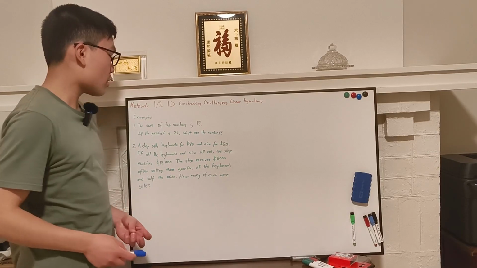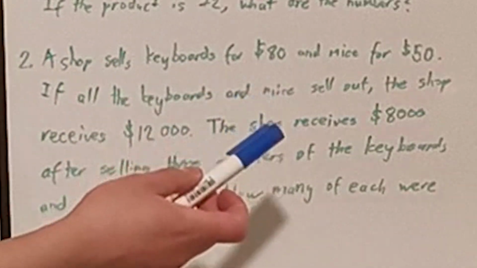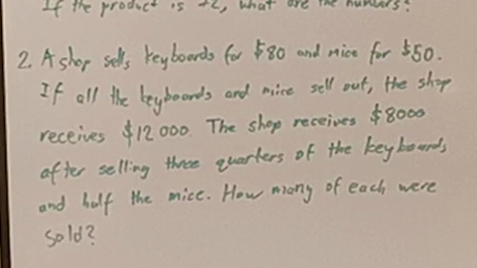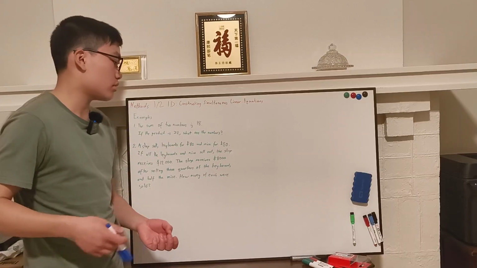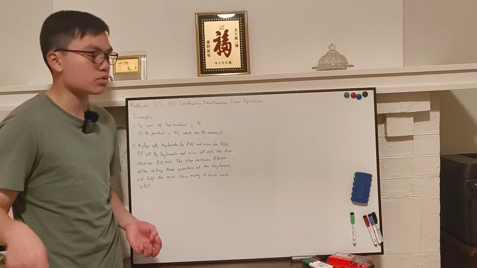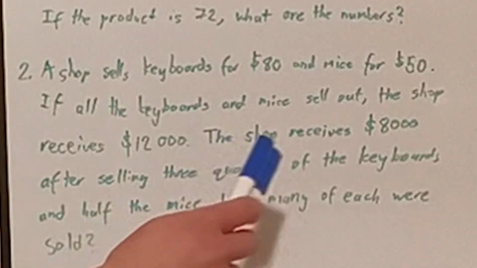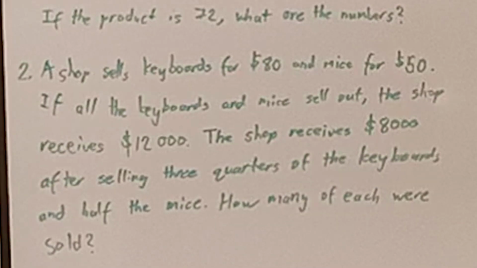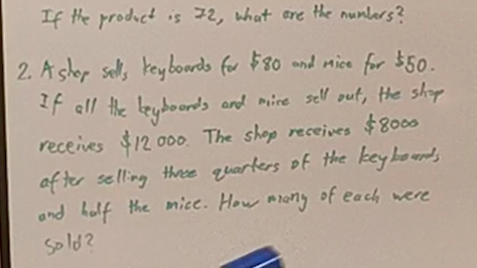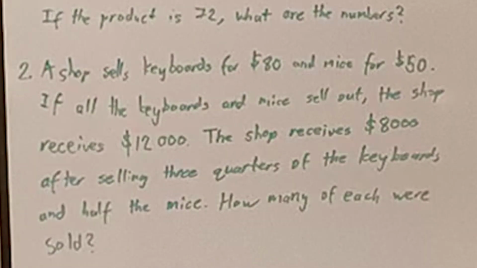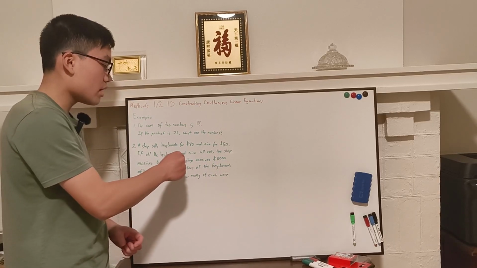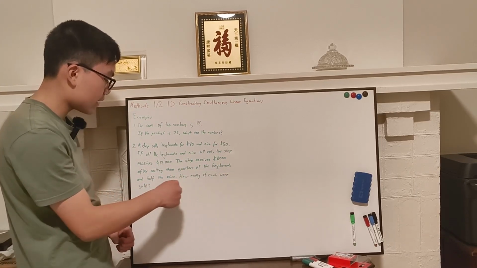Okay, our second question is: a shop sells keyboards for 80 bucks and mice for 50 bucks. If all the keyboards and mice sell out and they're out of stock, the shop receives $12,000. So the customers pay $12,000. The shop receives $8,000 after selling 3/4 of the total number of keyboards and half the mice. How many of each were sold? So in this last part here, where they receive 8,000, how many of each were sold?